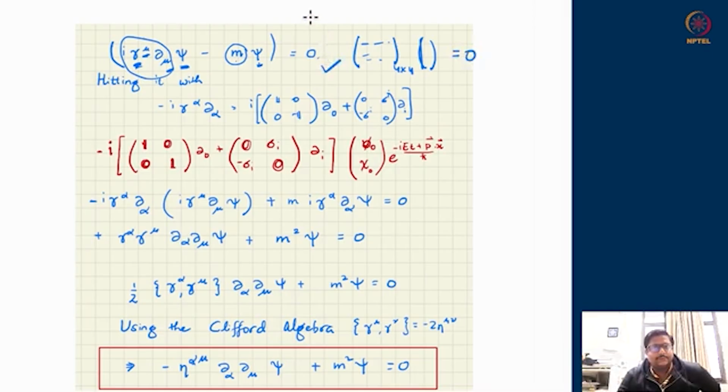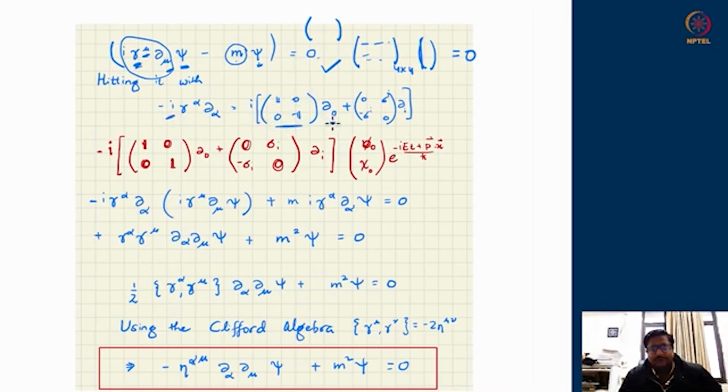What I do, I multiply the whole equation with another matrix. Which matrix? I take this minus iota gamma alpha del alpha. Again, alpha is being summed over. That means I will take gamma 0 del 0 plus gamma 1 del 1, gamma 2 del 2, gamma 3 del 3.